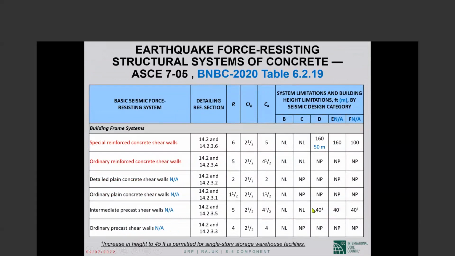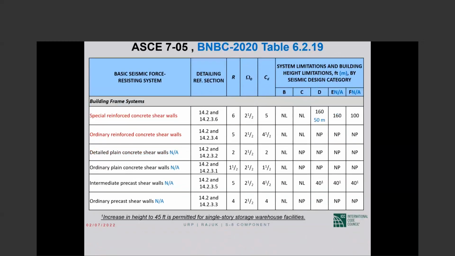Okay. The reason is, in a building frame system, the gravity loads are carried by frames, the lateral loads by shear walls. So the elements that carry lateral loads do not carry gravity load. The elements that resist lateral loads do not resist gravity. In a bearing wall system, the same shear walls that resist lateral forces also carry gravity for us. That's the reason for the difference in R values.